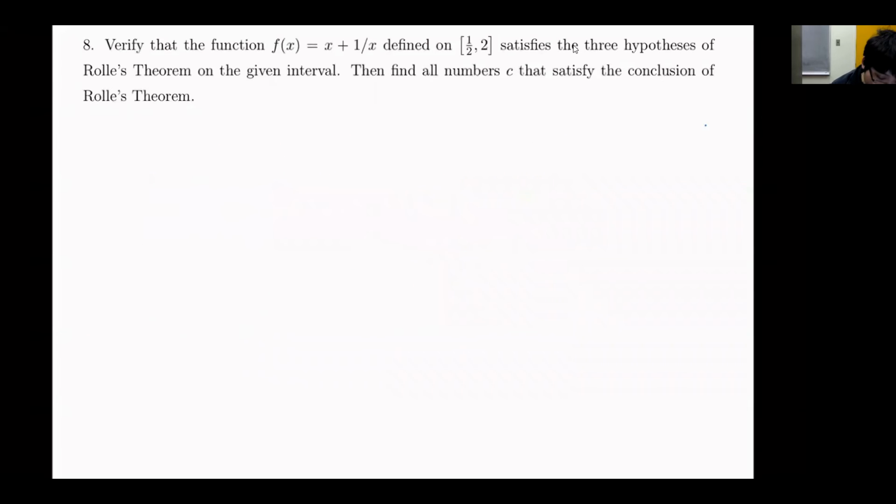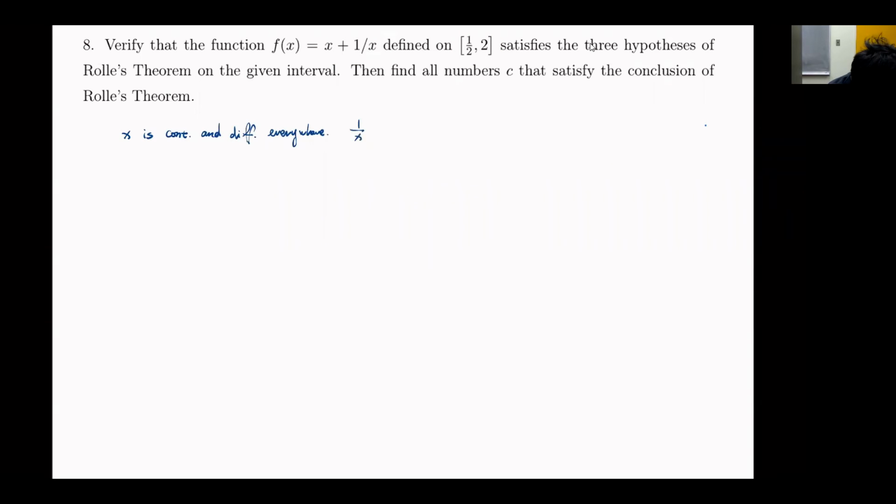Okay, let's look at number 8. So we need to do a similar thing. We need to verify this function defined on this interval satisfies all the 3 hypotheses of Rolle's theorem on this given interval. Then we need to find all the numbers satisfying the conclusion. So this is no longer a polynomial function, but since the interval is very nice, we could still give a justification as follows. So x is continuous and differentiable everywhere.